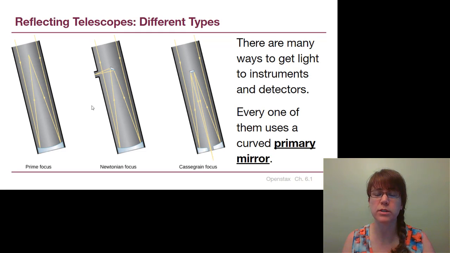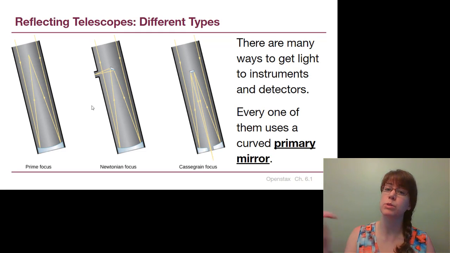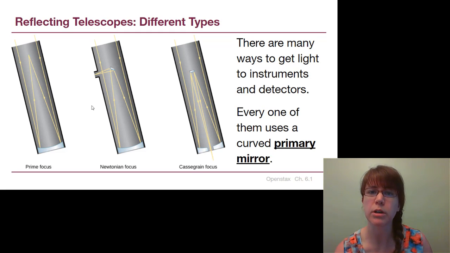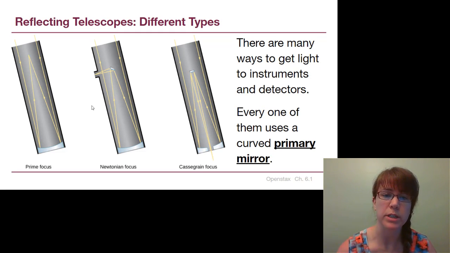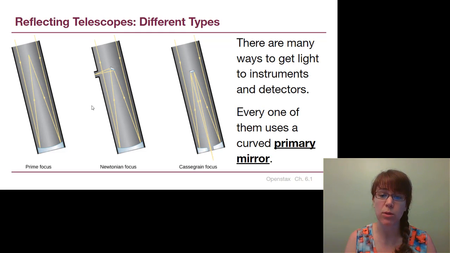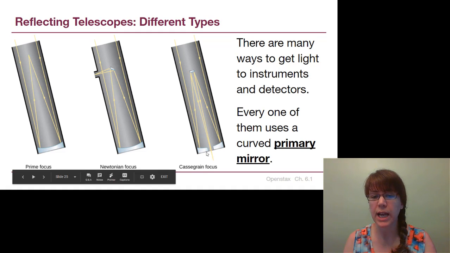A Newtonian focus is named after Isaac Newton because this was how his older non-silvered mirror reflecting telescope worked, where a secondary mirror bounces the light out sideways. And then there's a Cassegrain focus, which bounces the light out down the back.